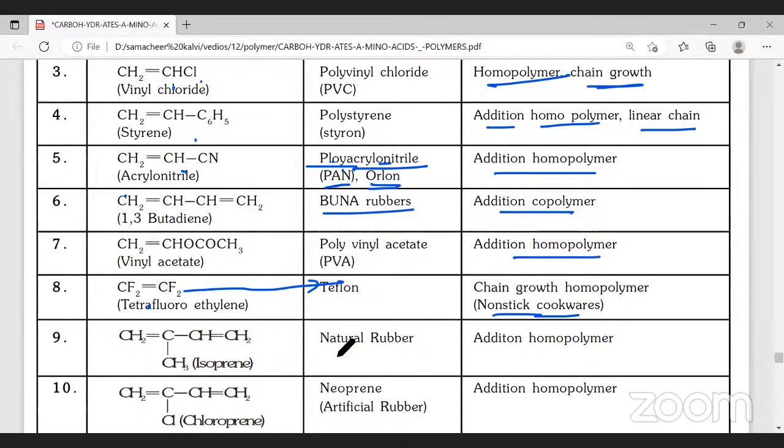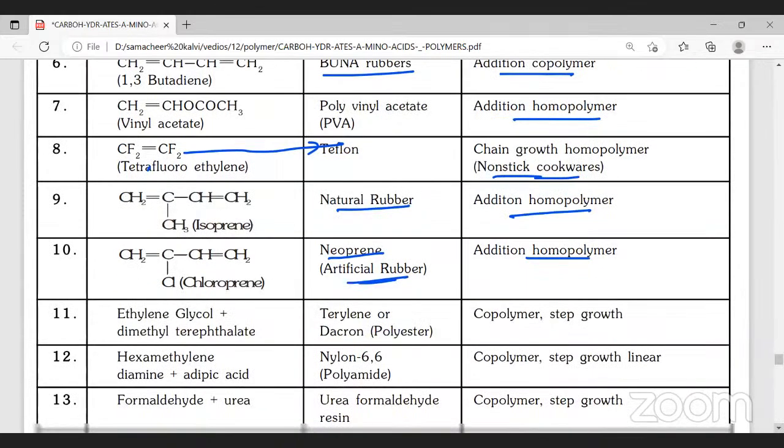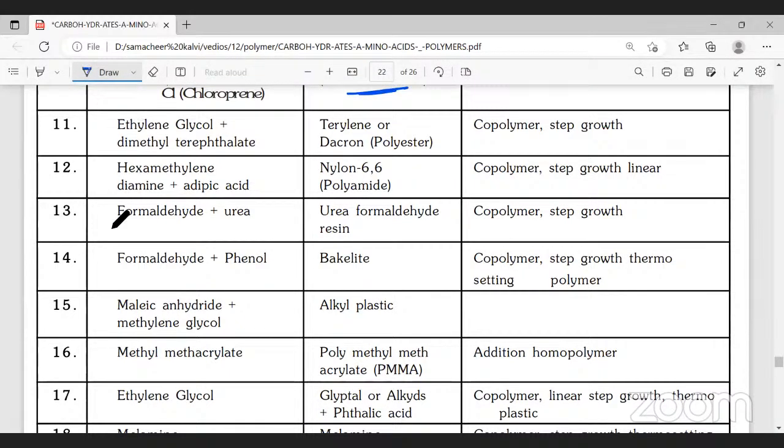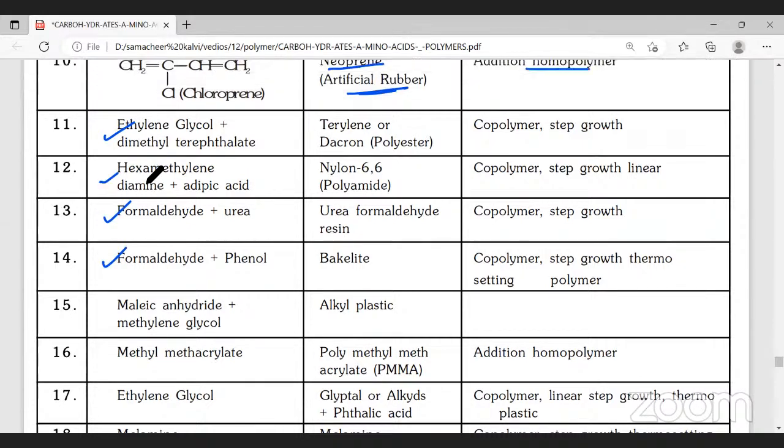Isoprene, natural rubber. Polymers, natural rubber. It's an addition polymer. Likewise, chloroprene is a monomeric unit. Neoprene, it's called artificial rubber. Again, addition homopolymers. So many polymers are there. This table you can just go through. We have to learn this. We have to remember this. All these four that I've given, you should remember for our syllabus.